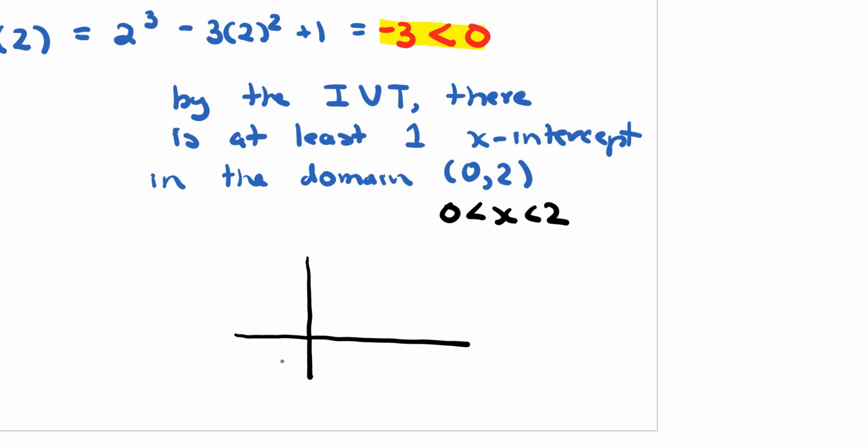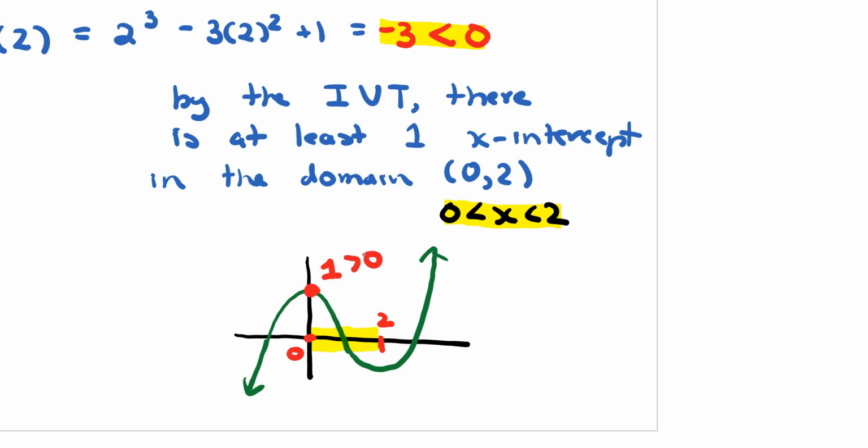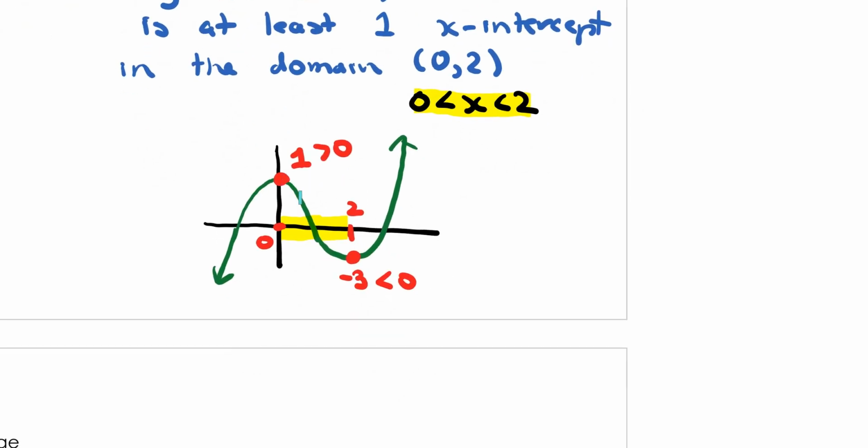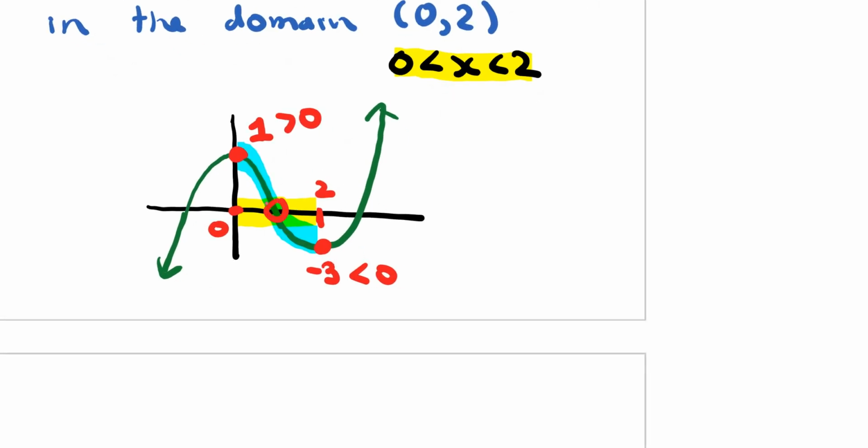And if you look at a graph, it's very easy to see this. So if I go ahead and graph this polynomial function, this is what it looks like if you graph it out completely. And what we're saying here is this right here is 0, and this right here is 2. So this right here is that domain, right? And at 0 the value is 1, and 1 is greater than 0, meaning you're above the x-axis. And here's the other endpoint at 2, which is negative 3, and negative 3 is below the x-axis. Clearly, this graph, since it's continuous, has at least one x-intercept in that domain, which is technically right there.